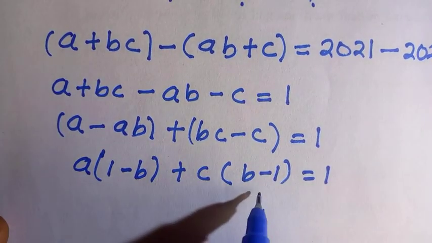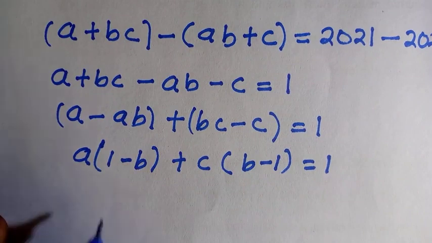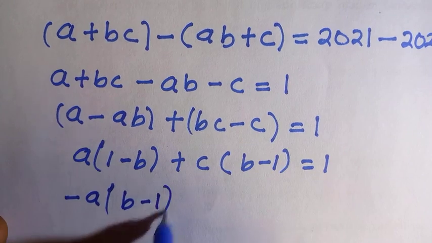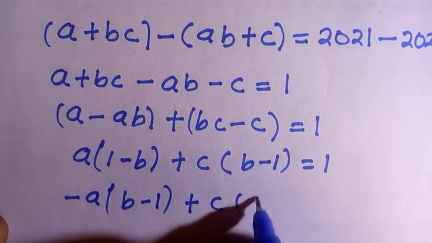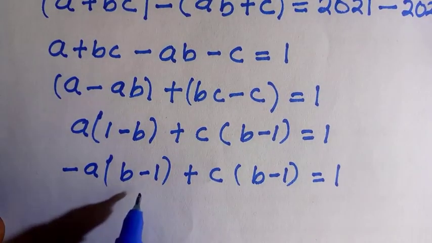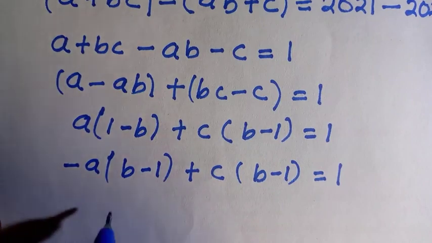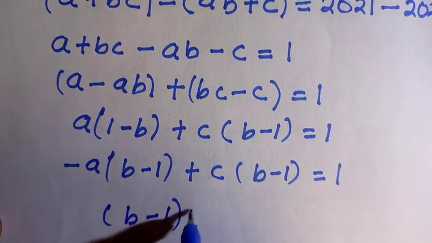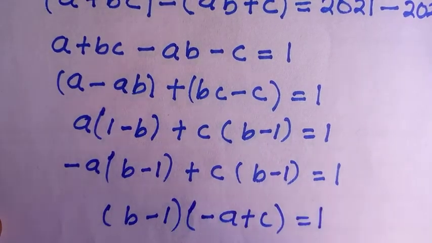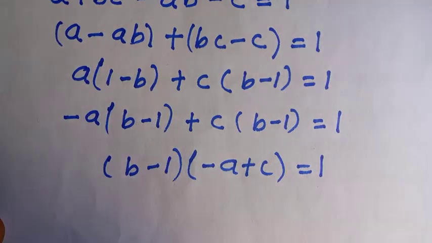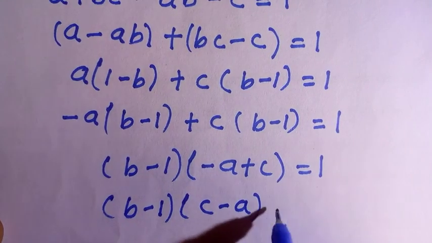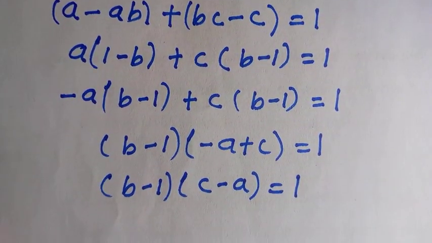Then looking at this in the brackets, they are not the same, and we can make them the same by taking out negative here. Then we have b minus 1, then plus c bracket b minus 1 equals 1. So we have a common factor here. Then we combine the coefficients together, whereby we have b minus 1 bracket minus a plus c, and this equals 1. So I can replace this, so we have b minus 1, then bracket c minus a equals 1.